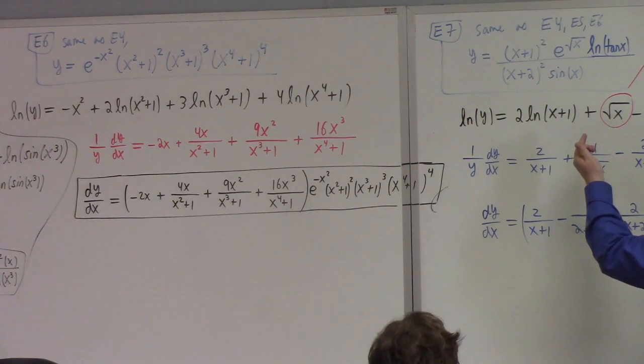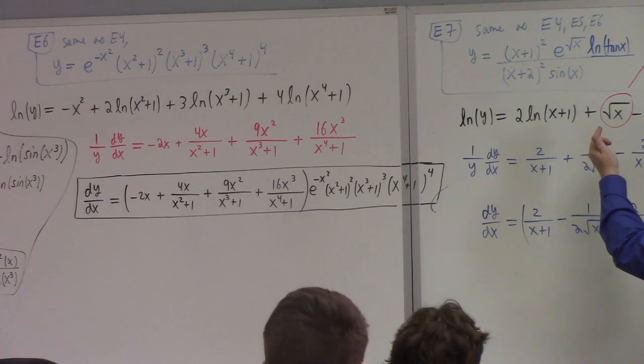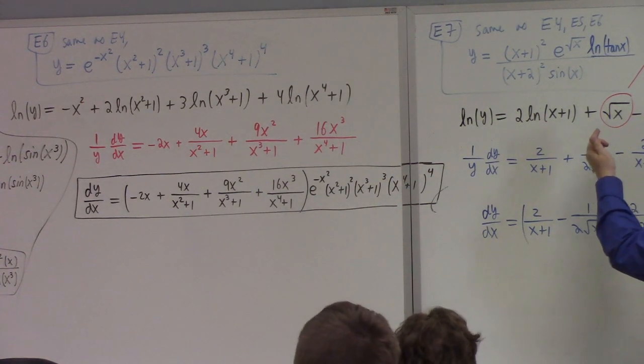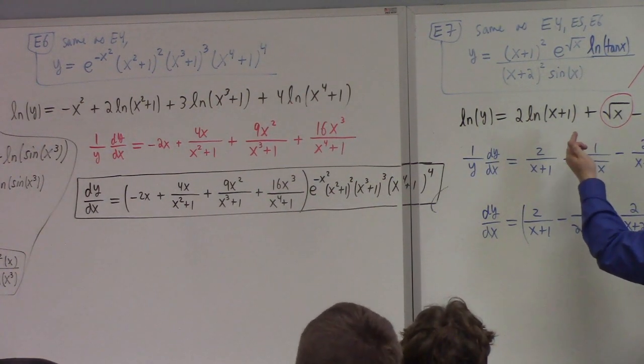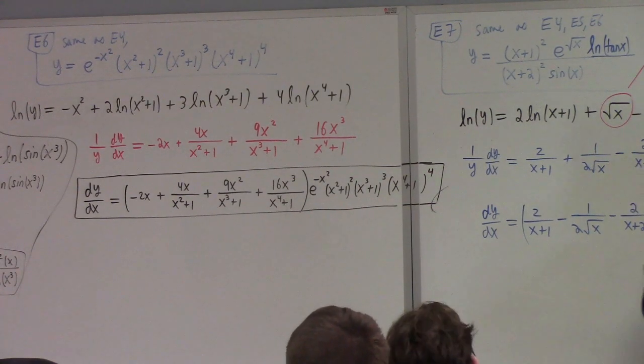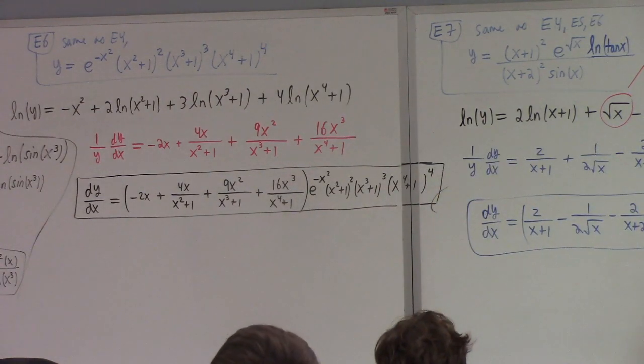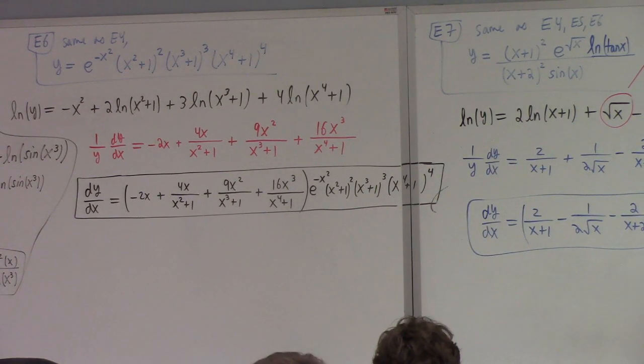And then I have to multiply by y. x plus 1 squared e to the square root of x, log of the tangent, divided by x plus 2 squared, sine of x. There you go. So don't be scared of the log. You just take the log of the log and deal with it.